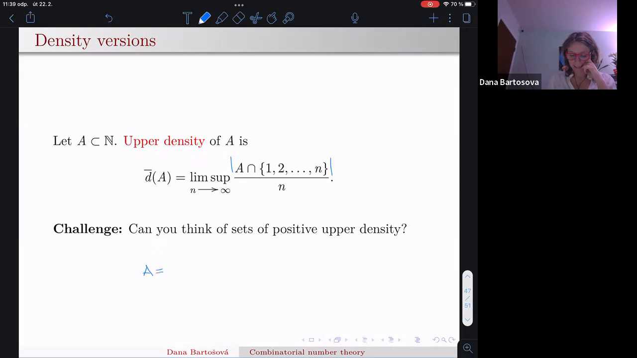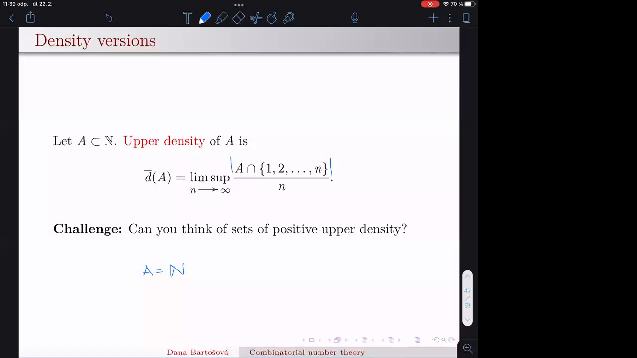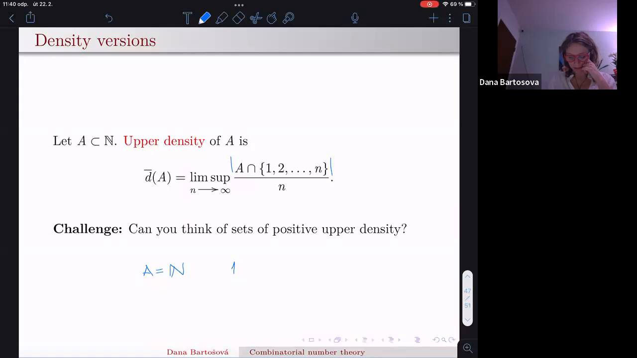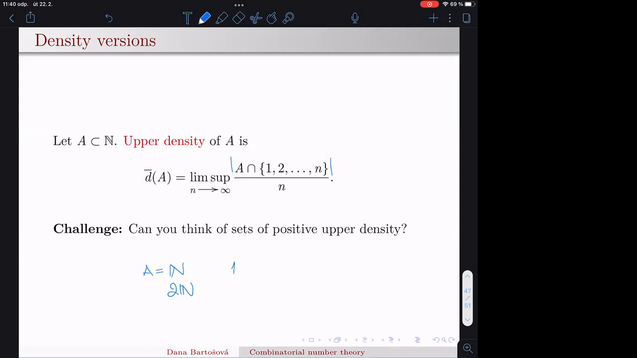What do you think is the density of the set of natural numbers? 1. Yes. What about the set of evens? Also 1.